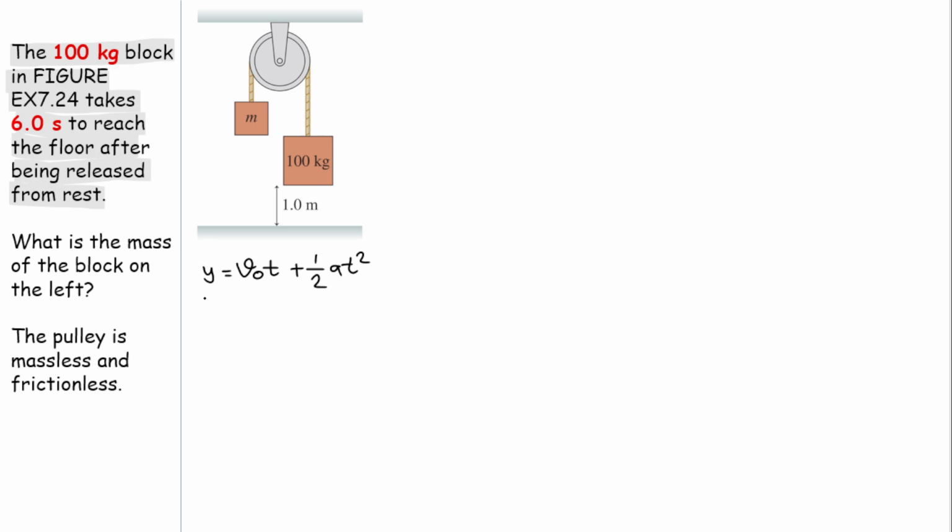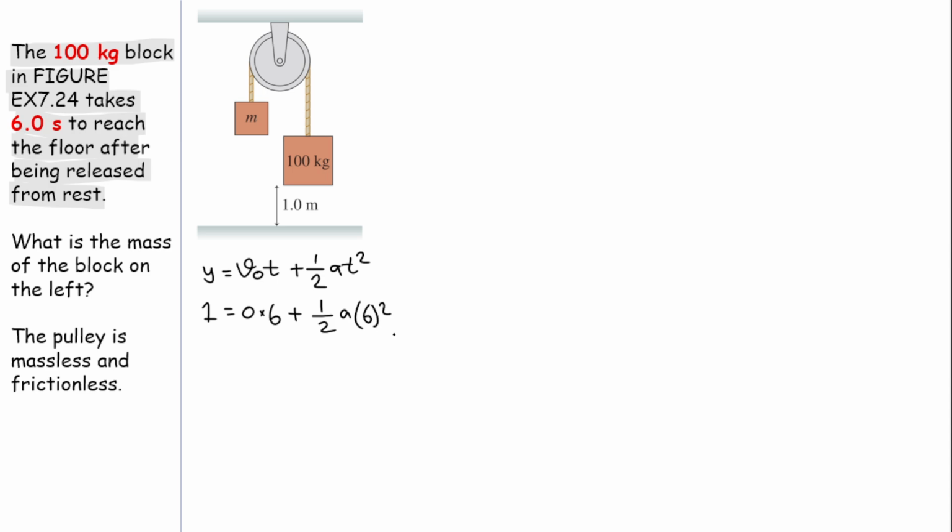Okay. Now, let's see here. The displacement is 1 meter. And then the initial velocity, it is released from rest, so that will be 0. And then t is 6 seconds, so I'll have 6 here. And then plus 1/2 multiplied by the acceleration multiplied by t. t is 6, so I'll have 6.